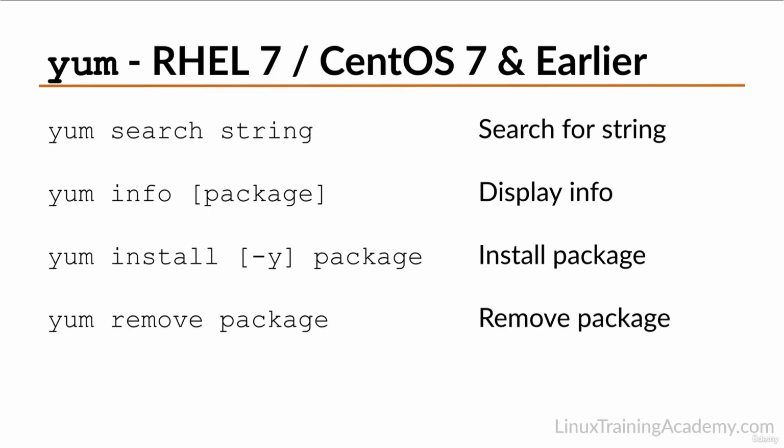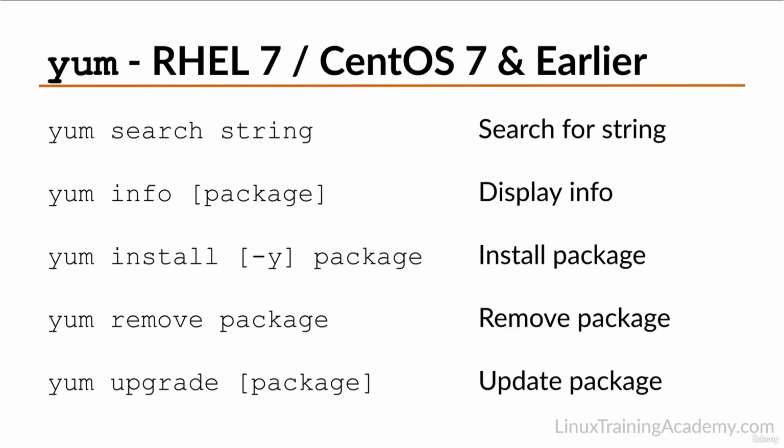To remove or uninstall a package, use yum remove followed by the package name. To update all the installed packages on the system, run yum upgrade. If you only want to update one package to the latest available version, supply the package name after the command. For example, you could run yum upgrade bash to ensure you have the most up-to-date version of bash on your system.